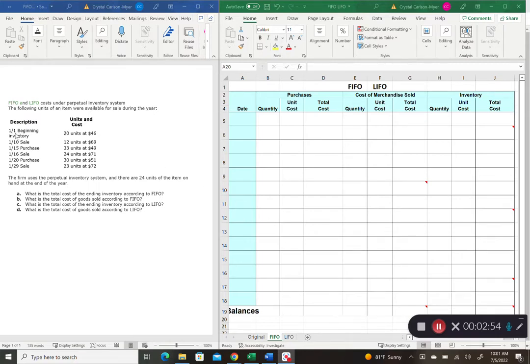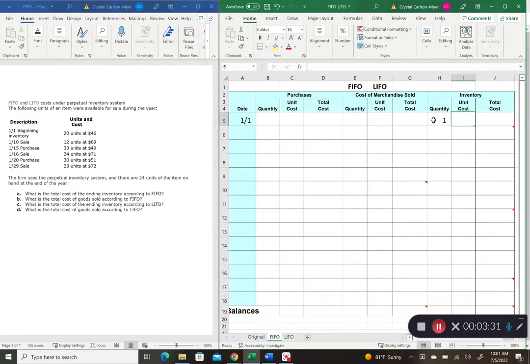The first transaction on 1/1: they had beginning inventory of 20 units at $46. I'm going to put that into my Excel sheet. My date is 1/1, and I have beginning inventory, so there are no purchases and no cost of merchandise sold. It's just inventory sitting in their warehouse at the beginning of the year. You need to keep track of this because every time you sell a product, you're going to pull it out of your inventory, and the cost you use depends on what inventory method you're using, FIFO or LIFO. Again, FIFO is first in, first out, which is what we're going to cover here.